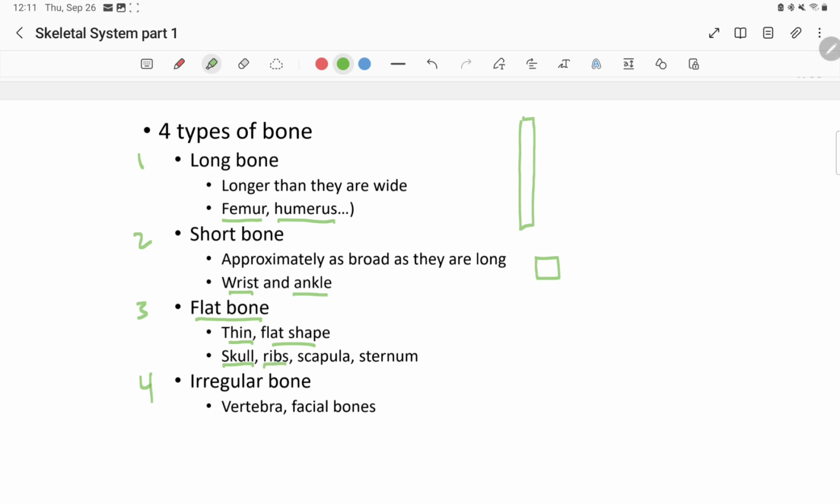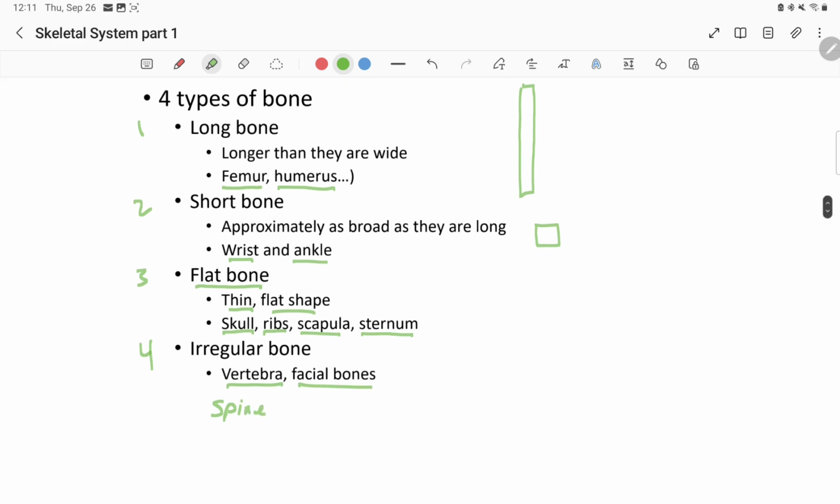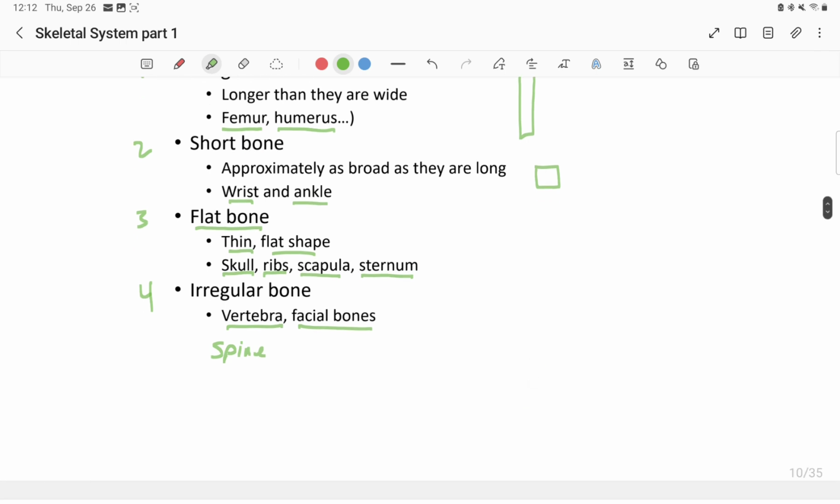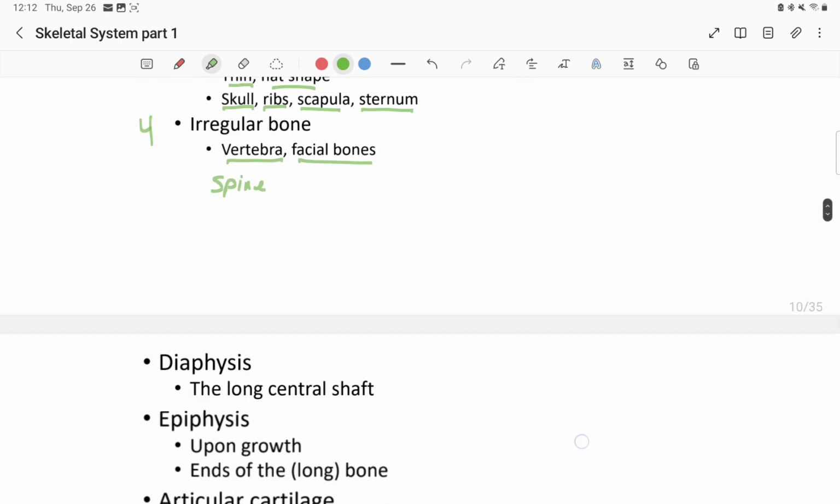Ribs would be considered flat bone, the scapula, so that's your shoulder blade, and the sternum or your breastbone. So those are flat bones. And then irregular bones, like your vertebra, so that's in your spine, and facial bones, because they have a bunch of irregular shapes to them. So they get the name irregular bone.